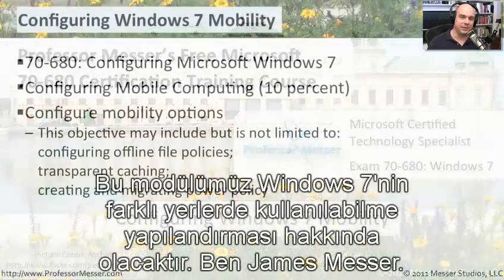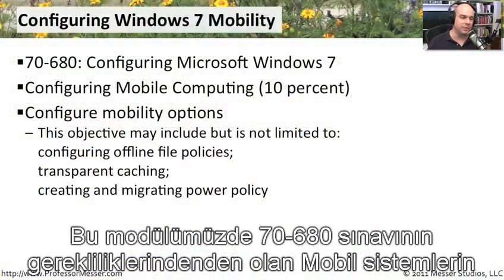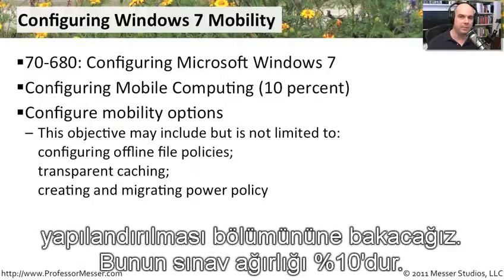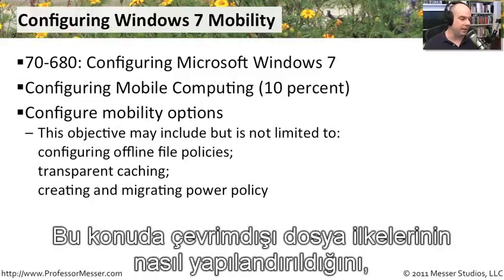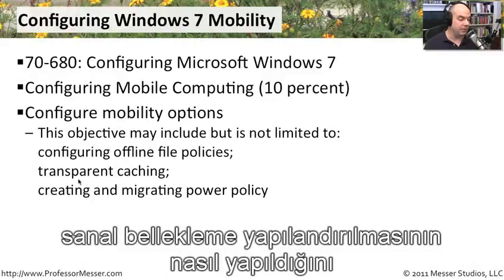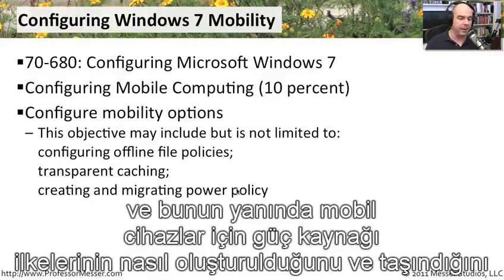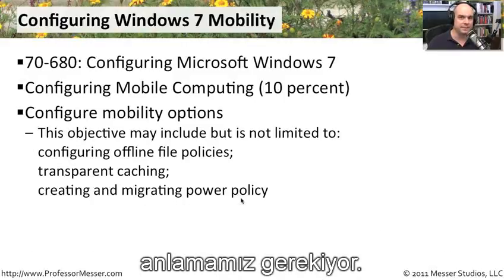I'm James Messer, and in this module we're going to go through the requirements from the section of the 7680 exam on configuring mobile computing. This is 10% of your exam requirement, and we need to understand how to configure offline file policies. I need to go through the configuration of transparent caching and also how to create and migrate a power supply configuration for your mobile device.